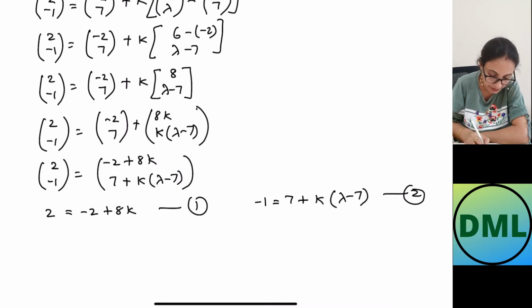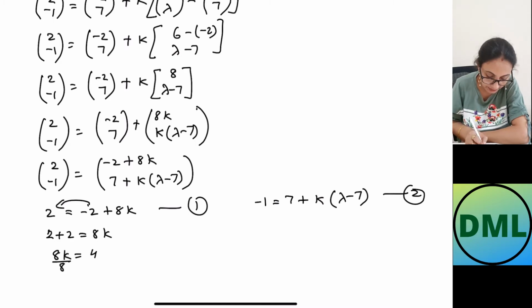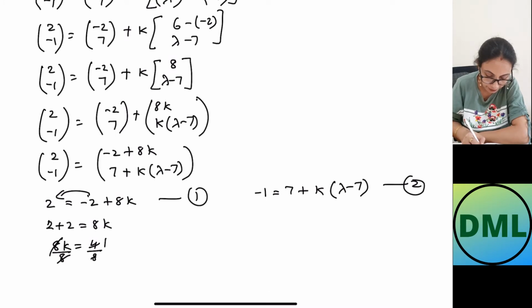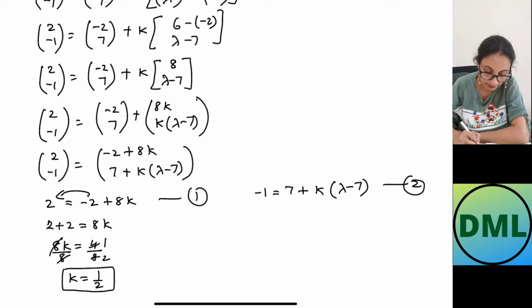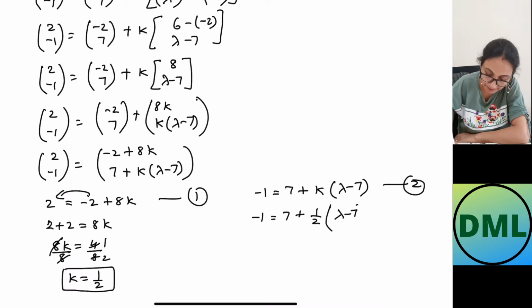So from the first equation, if I move this 2 on left hand side, it will be 2 plus 2 is equal to 8K. So 8K is equal to 4. So if I divide this with 8 on both the sides, 8 will get cancelled from here and it will be 1 over 2. So the value of K is half. Now substituting this value of K in equation number 2. Let's put it back here. It will be minus 1 is equal to 7 plus half lambda minus 7.